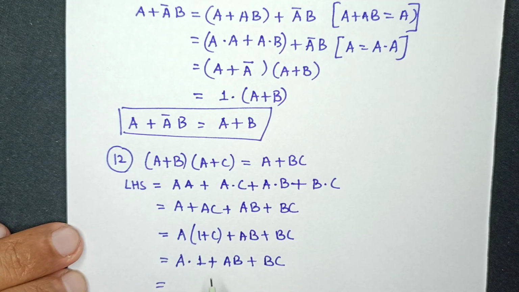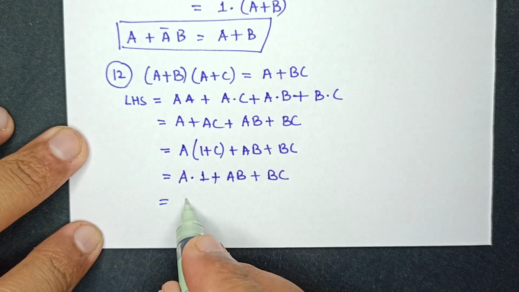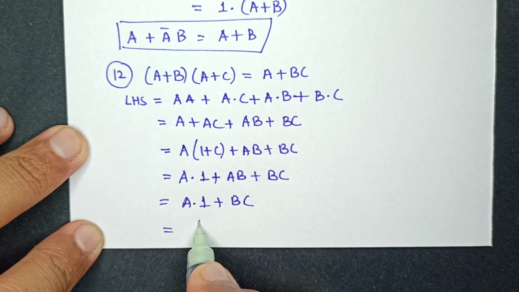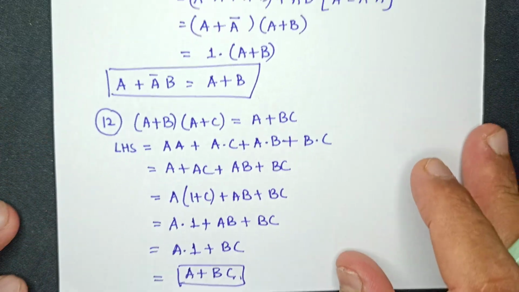Now if we take a out as common from this particular step, this turns out to be a dot 1 plus bc, and a dot 1 is a. So finally we have a plus bc. So this is the last rule of Boolean algebra.